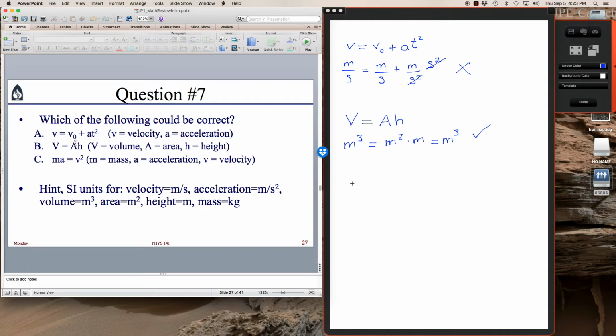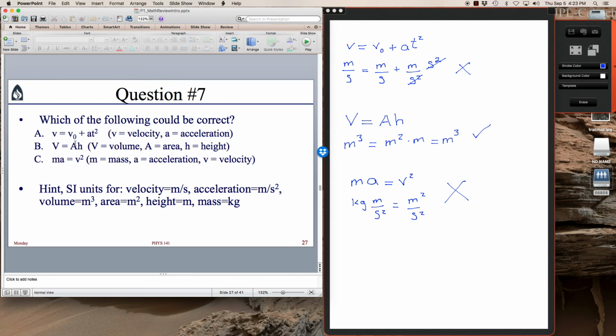Now, just for the sake of completeness, let's look at C. So for C, I have a mass times an acceleration, and I'm suggesting that that's equal to velocity squared. So mass has units of kilograms. Acceleration has units of meters over seconds squared, and that's going to be equal to velocity squared, so that's meters over seconds, and both of those get squared. So if I look at this third equation, boy, the units don't match at all. Here I have a meter squared, here I have a plain old meters, there's a kilogram on one side but not the other. This isn't going to work either.